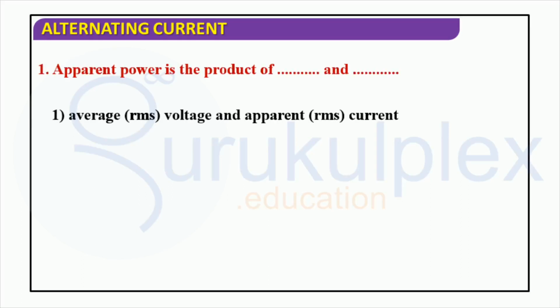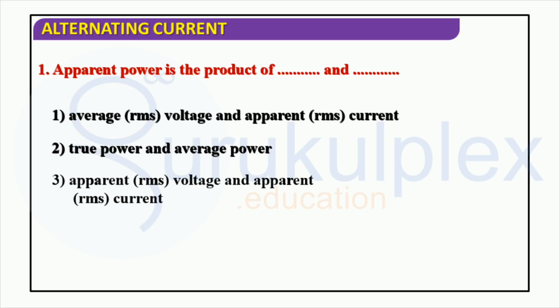Answer. Apparent power is the product of true power and apparent root mean square current, which is often used in electrical networks for efficient transformation and regulation of voltage.